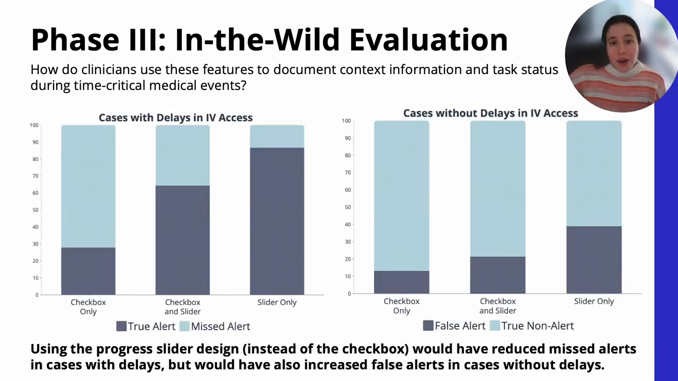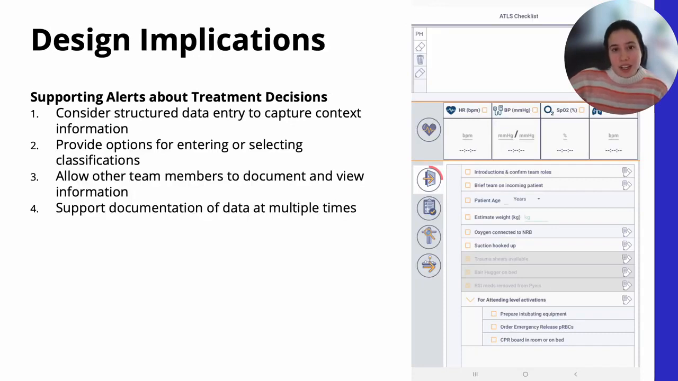We also examined how the proportion of true alerts, missed alerts, false alerts, and true non-alerts would have changed, as the design of the IV access task on the checklist switched from the traditional checkbox design to the progress slider design. Using the progress slider instead of the checkbox would have reduced missed alerts in cases with delays in establishing IV access. However, this design change would have also led to more false alerts in cases without delays in establishing IV access. From our study, we contribute several design guidelines for transitioning cognitive aids into decision support platforms.